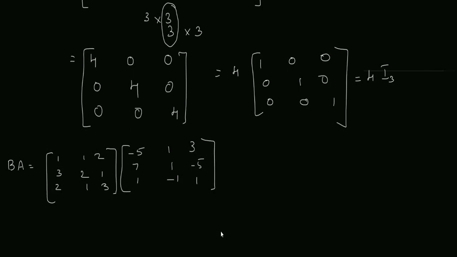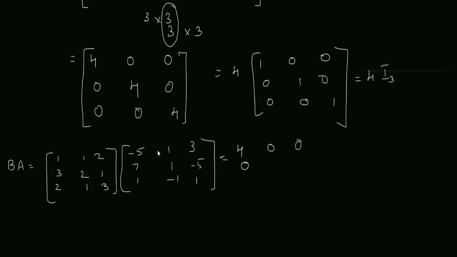So when you multiply, you will get 1 into minus 5 plus 7. 2 plus 2, 4. So it is equal to 4. 1 plus 1, 2 minus 2, 0. First row and third column. 1 into 3, 3. Minus 5 plus 2. That is equal to 0. Then 3 into minus 5, minus 15 plus 14 plus 1, 0.